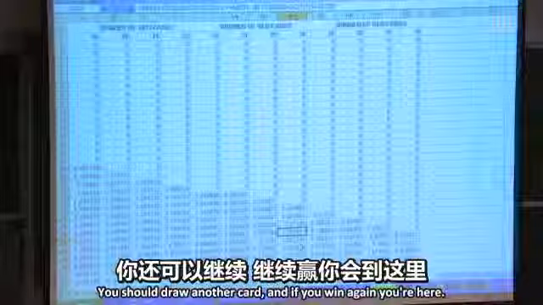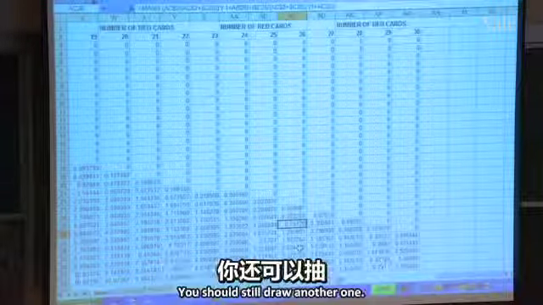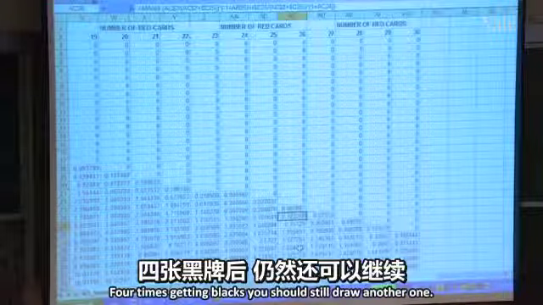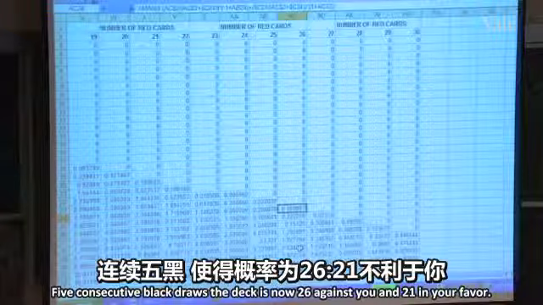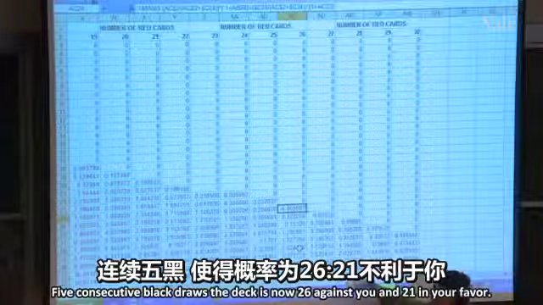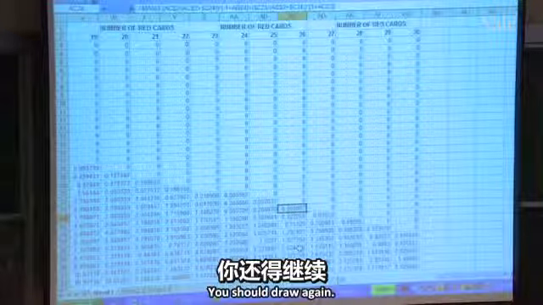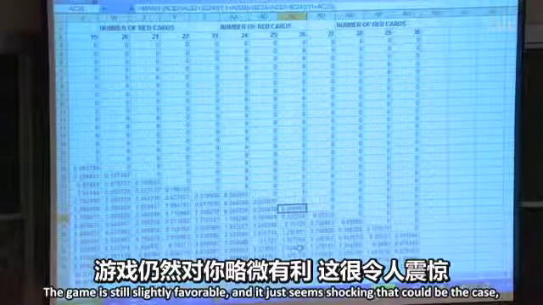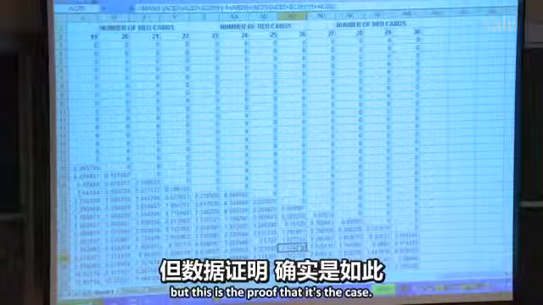Okay, and if you win again, you're here. Now you've drawn blacks 3 times. You should still draw another one. 4 times getting blacks. You should still draw another one. 5 consecutive black draws. The deck is now 26 against you and 21 in your favor. You should draw again. The game is still slightly favorable. And it just seems shocking that could be the case. But this is the proof that it's the case.